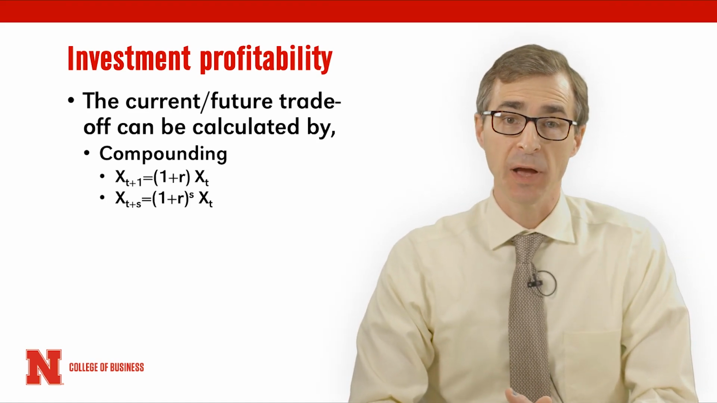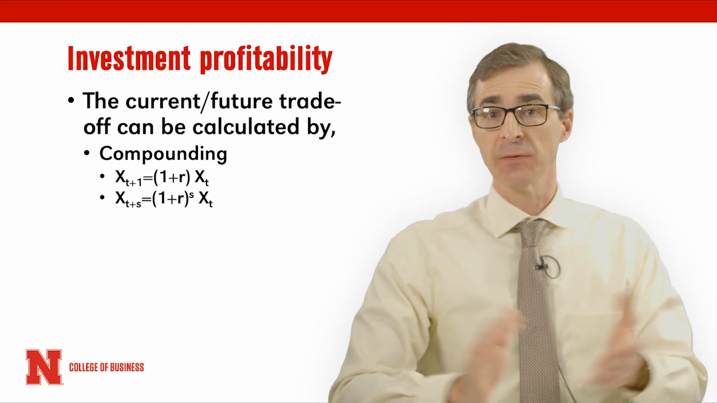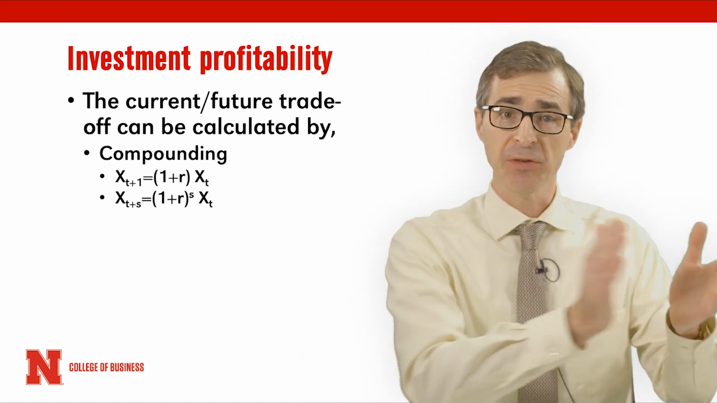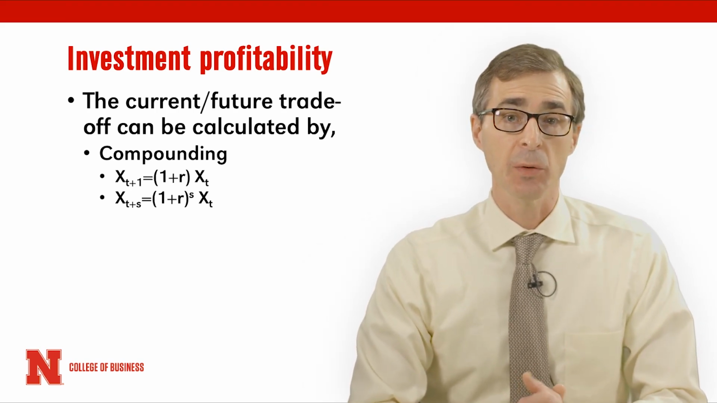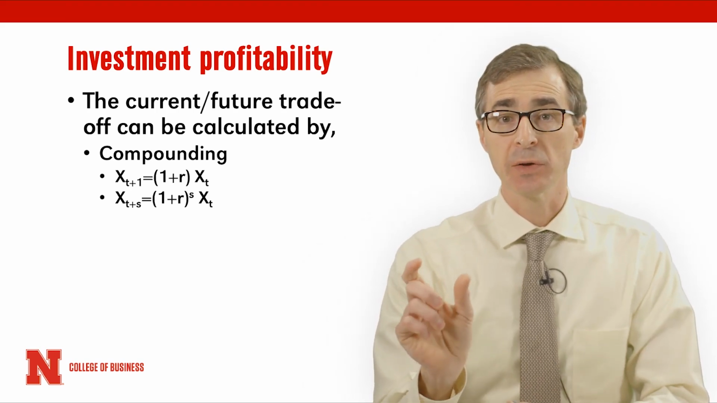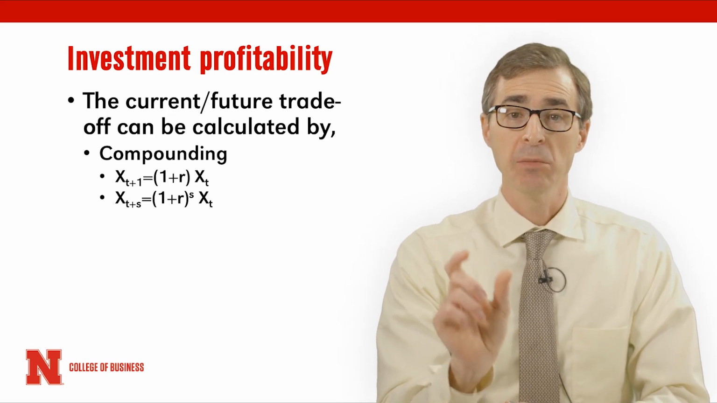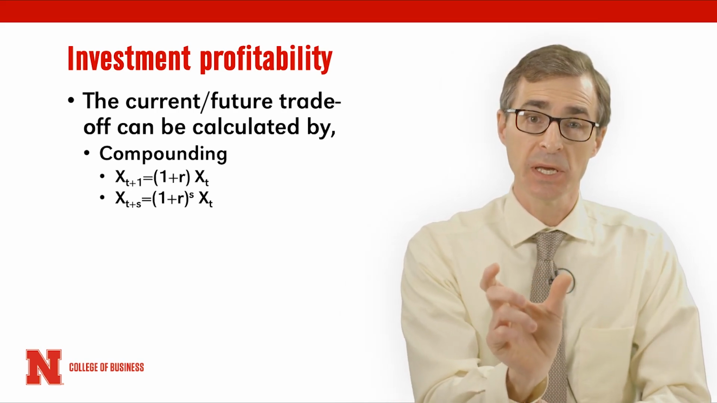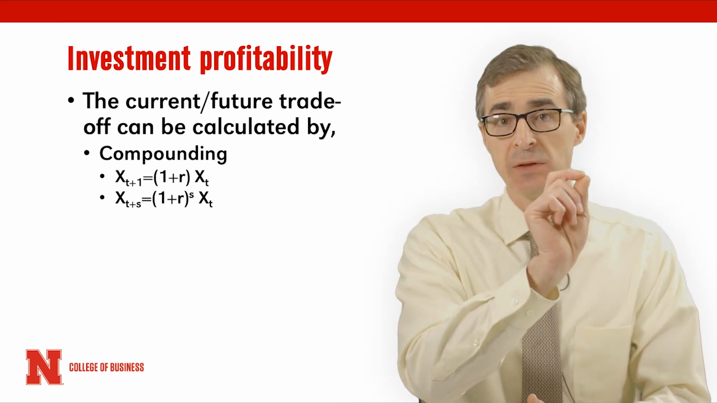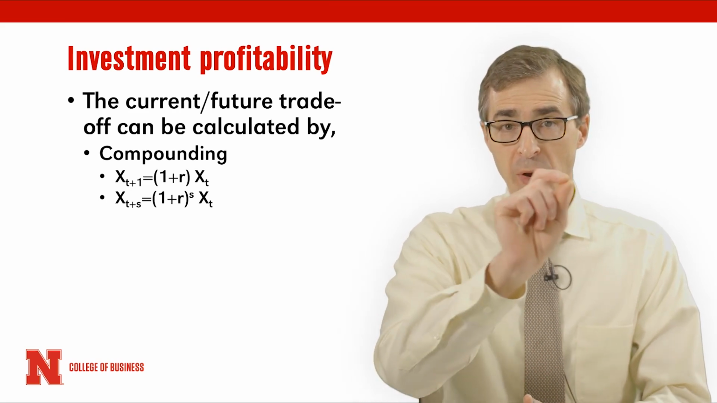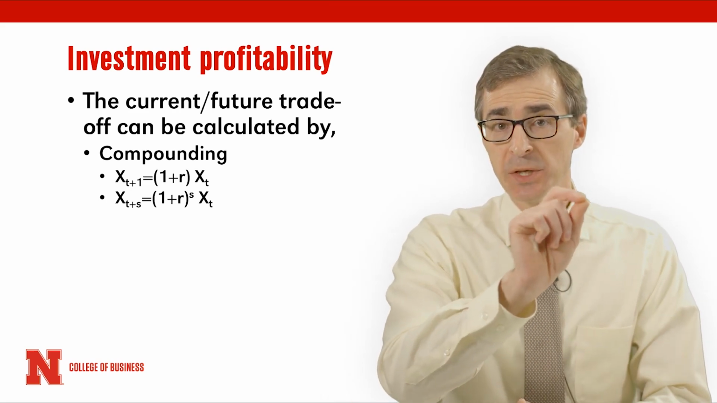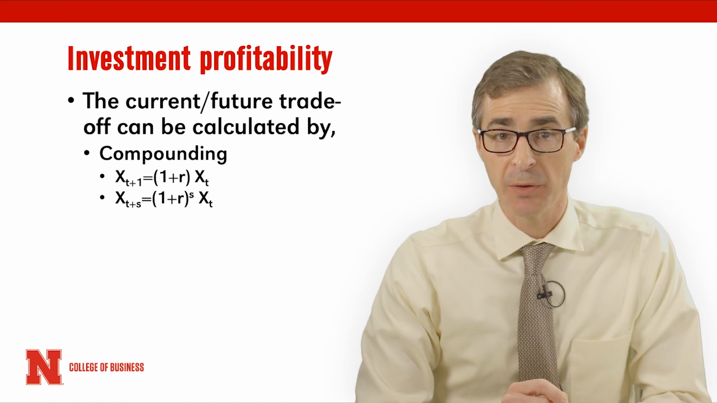And so a future value at time T plus S, if S is 5, let's say, that would be 5 years in the future, can be calculated by taking the current value X subscript T and multiplying that by 1 plus the interest rate, 1 plus R, raised to the 5th power. We're raising that to a power, and that power is equal to the number of periods that we're compounding the cash flow.